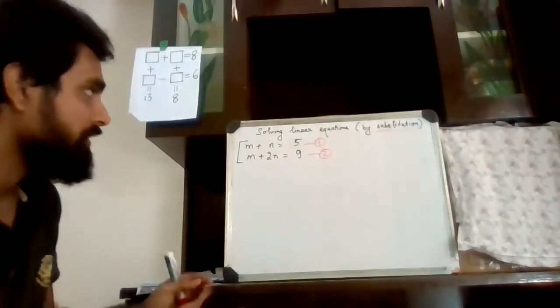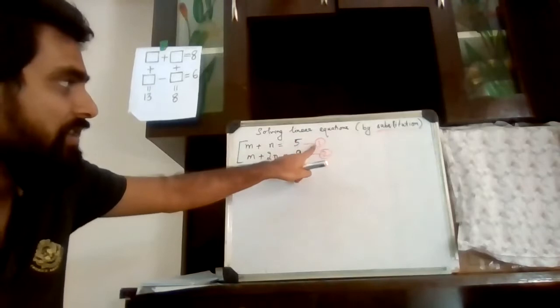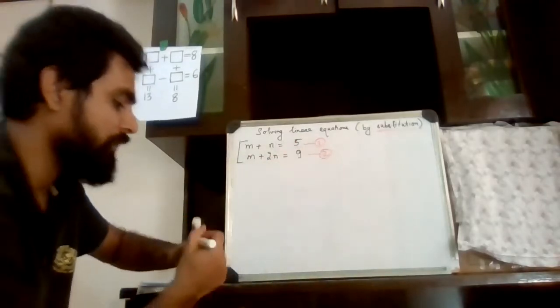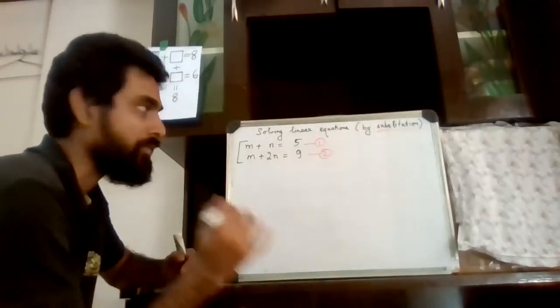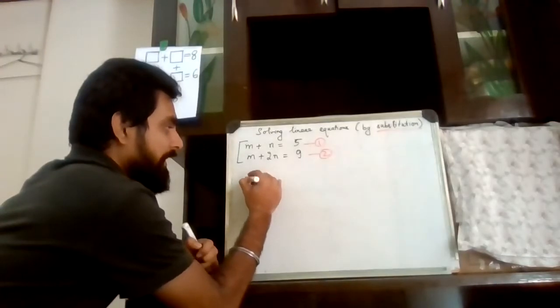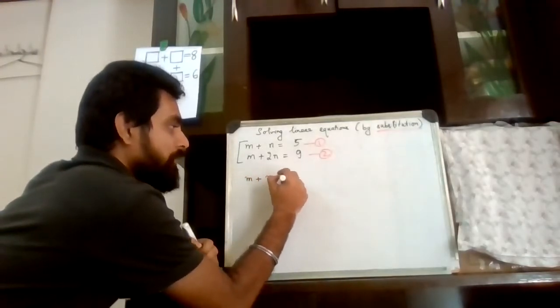Okay, be with me here. So I'm just going to take equation number 1 and write it down again. So I am getting m plus n is equal to 5.